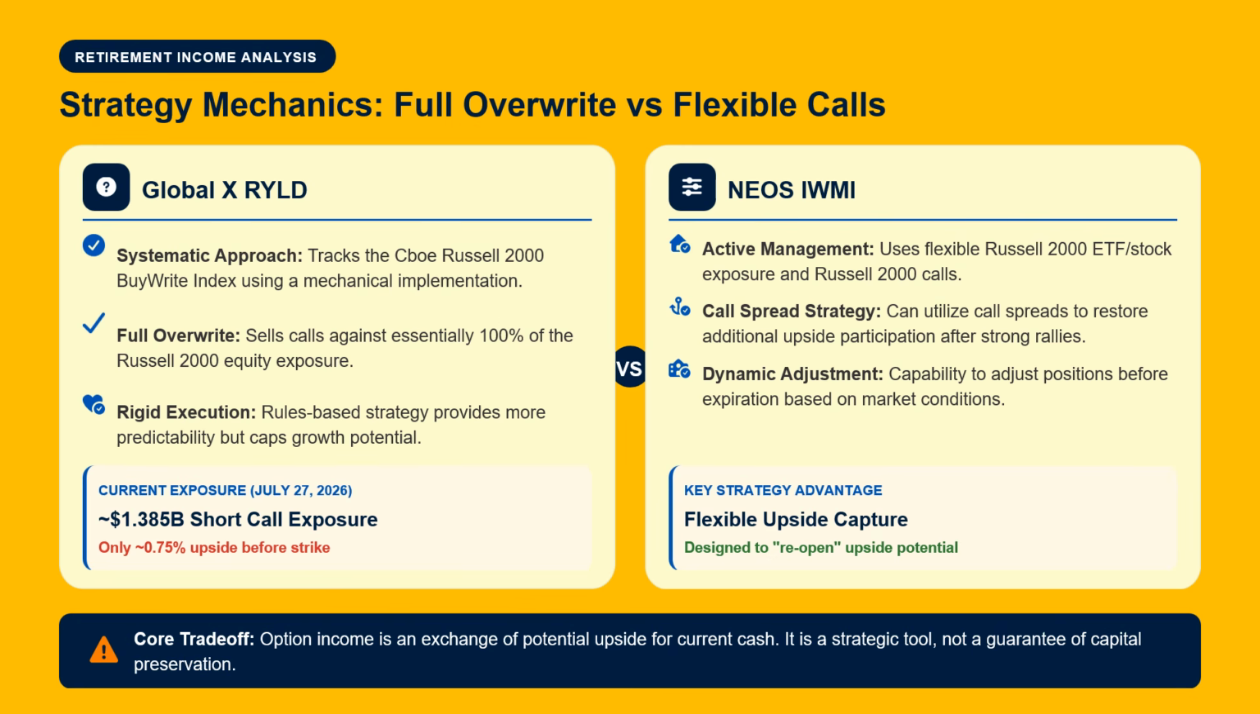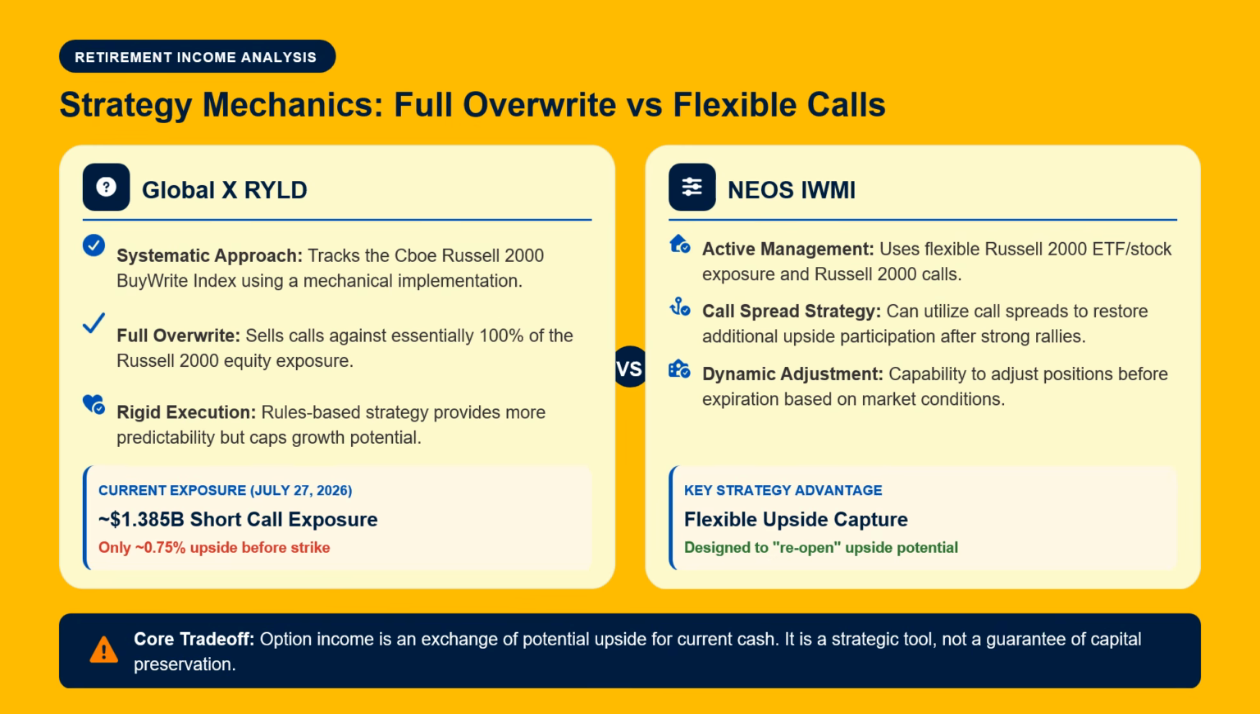So very similar to what NEOS does in a lot of their packages, they'll build a Russell 2000 in stocks and so on, but they'll always be selling those call options at zero or out of the money type applications. The call spread strategy, they can utilize call spreads to restore additional upside participation in strong rallies. And it's a dynamic adjustment, the capacity to adjust positions before expiration based on market conditions.